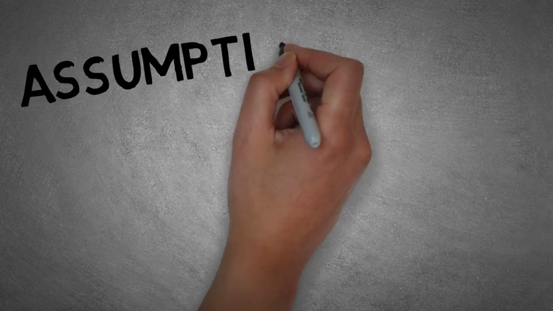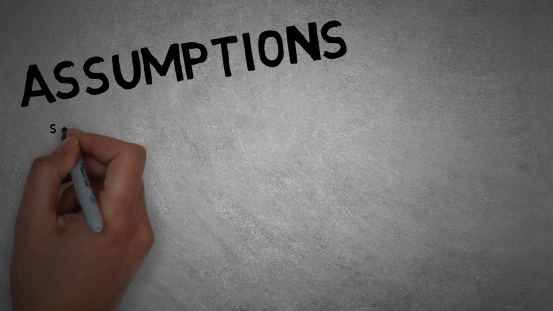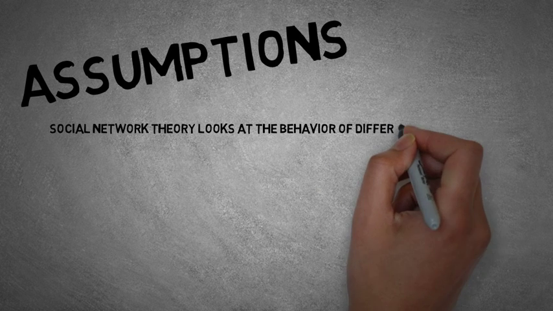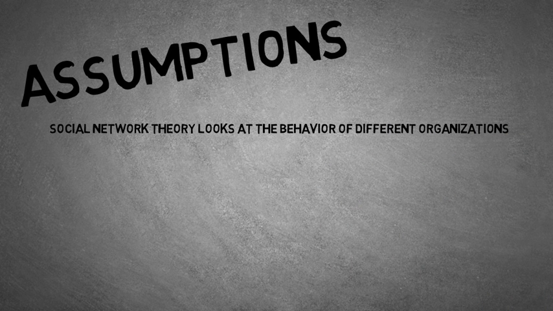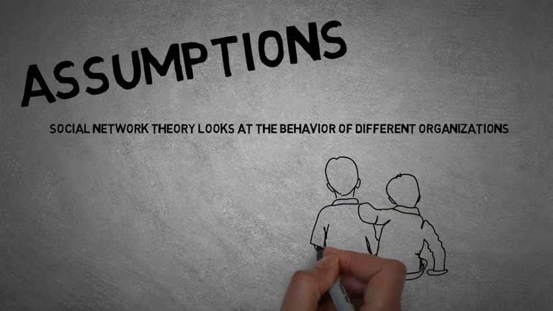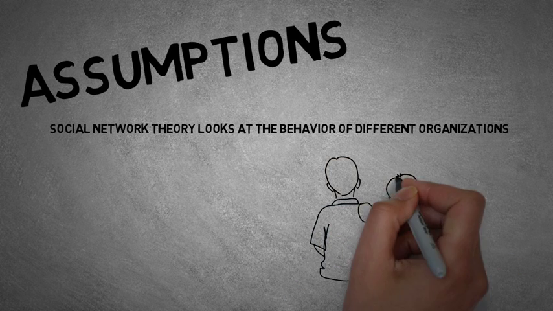There are several assumptions in social network theory. First, similar to institutional theory, social network theory looks at the behavior of individual organizations. However, it suggests that people or organizations tend to think and behave similarly because they are connected.